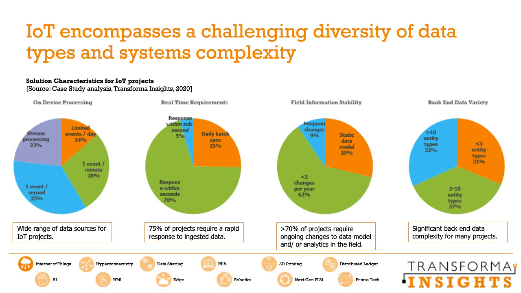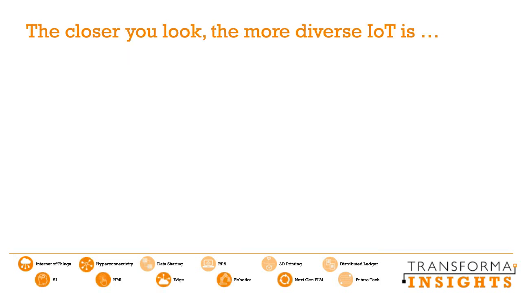So if we just look at these things here in terms of on-device processing, what happens in the field, how quickly it has to happen, what changes in the field, and the variety of what happens in the back end, you can see a very good distribution across all of these different categories. The message of this slide is there is no such thing as a standard IoT project. The requirements vary very much and very widely. And frankly, the closer you look, the more diverse IoT is.